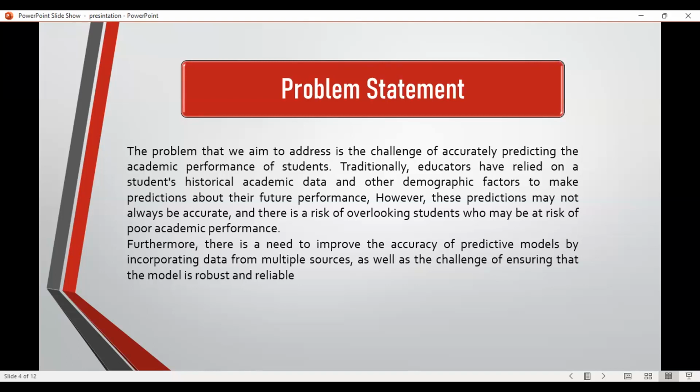Furthermore, there's a need to improve the accuracy of predictive models by incorporating data from multiple sources, as well as the challenge of ensuring that the model is robust and reliable.